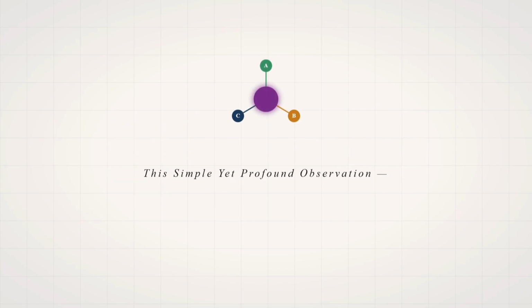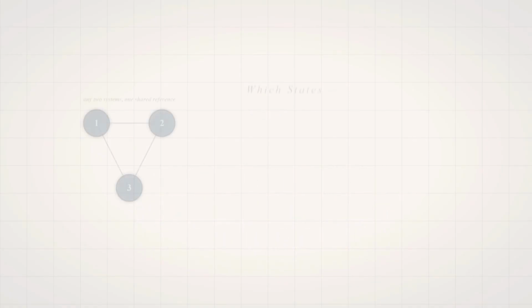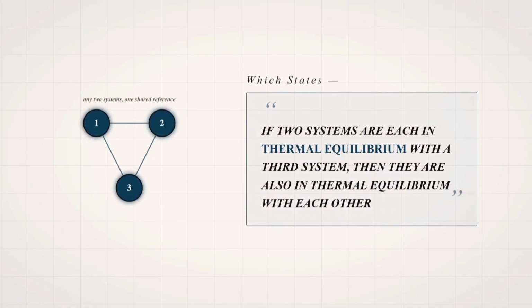This simple yet profound observation forms the very heart of the Zeroth Law of Thermodynamics, which states, if two systems are each in thermal equilibrium with a third system, then they are also in thermal equilibrium with each other.